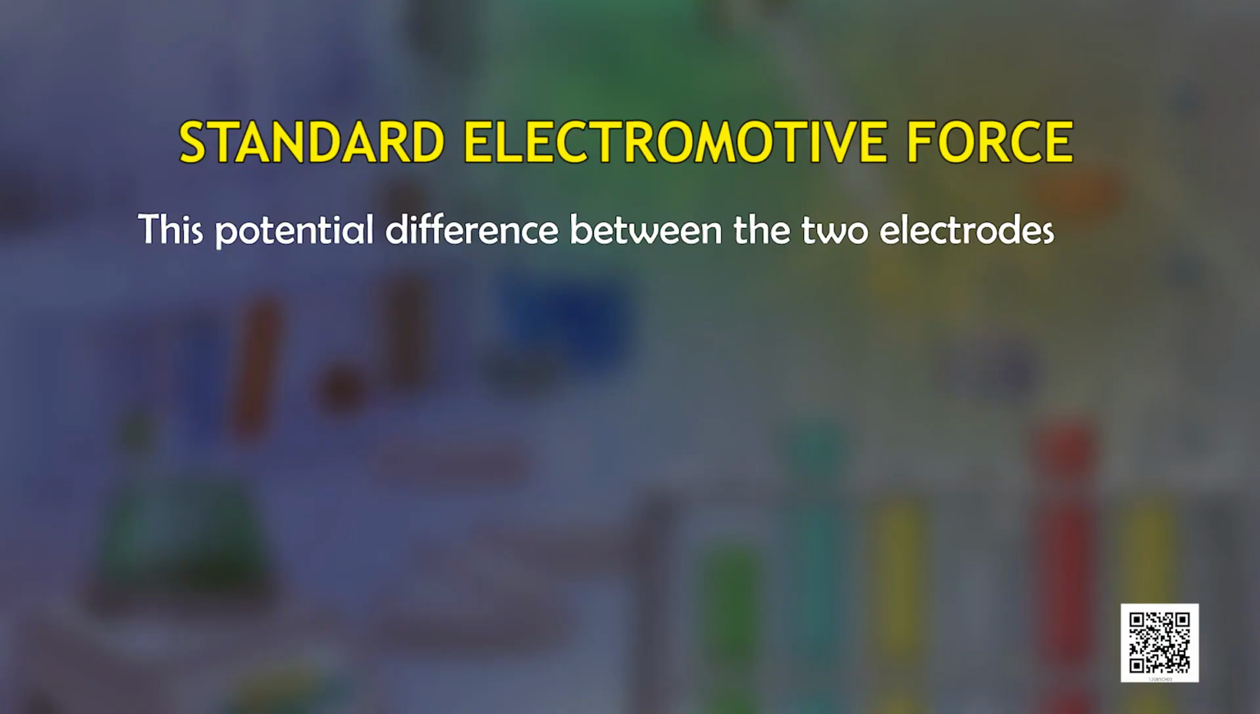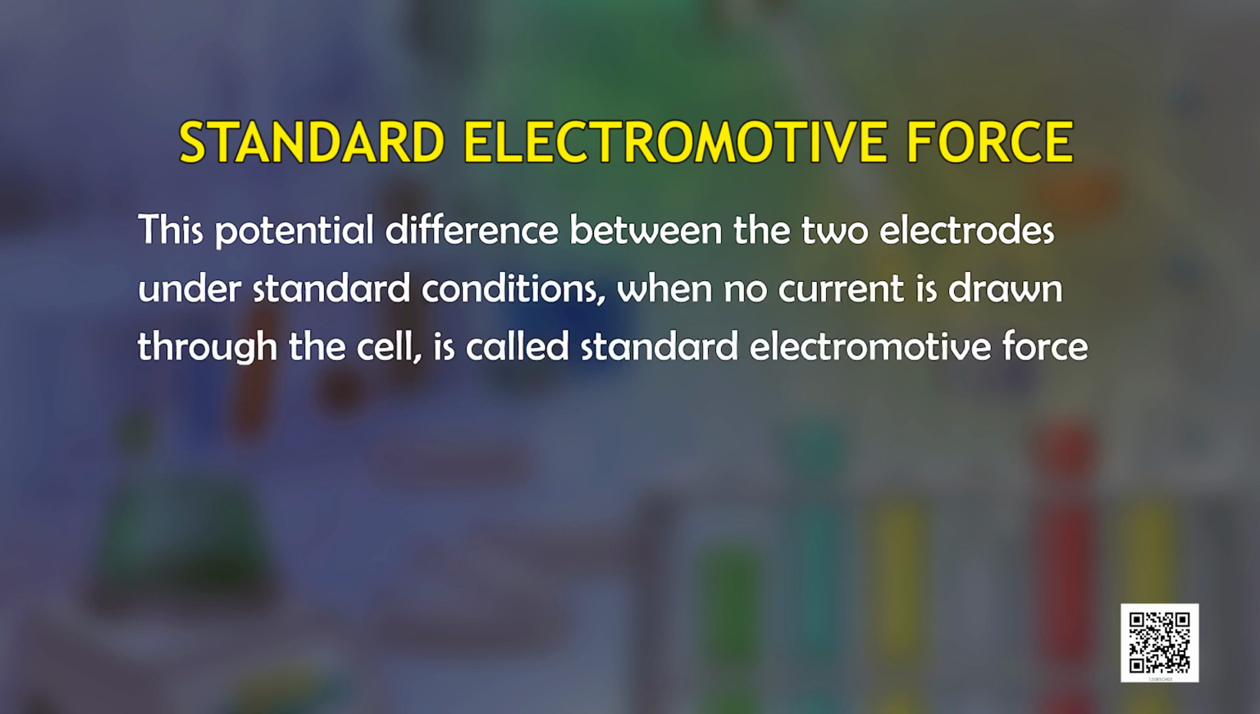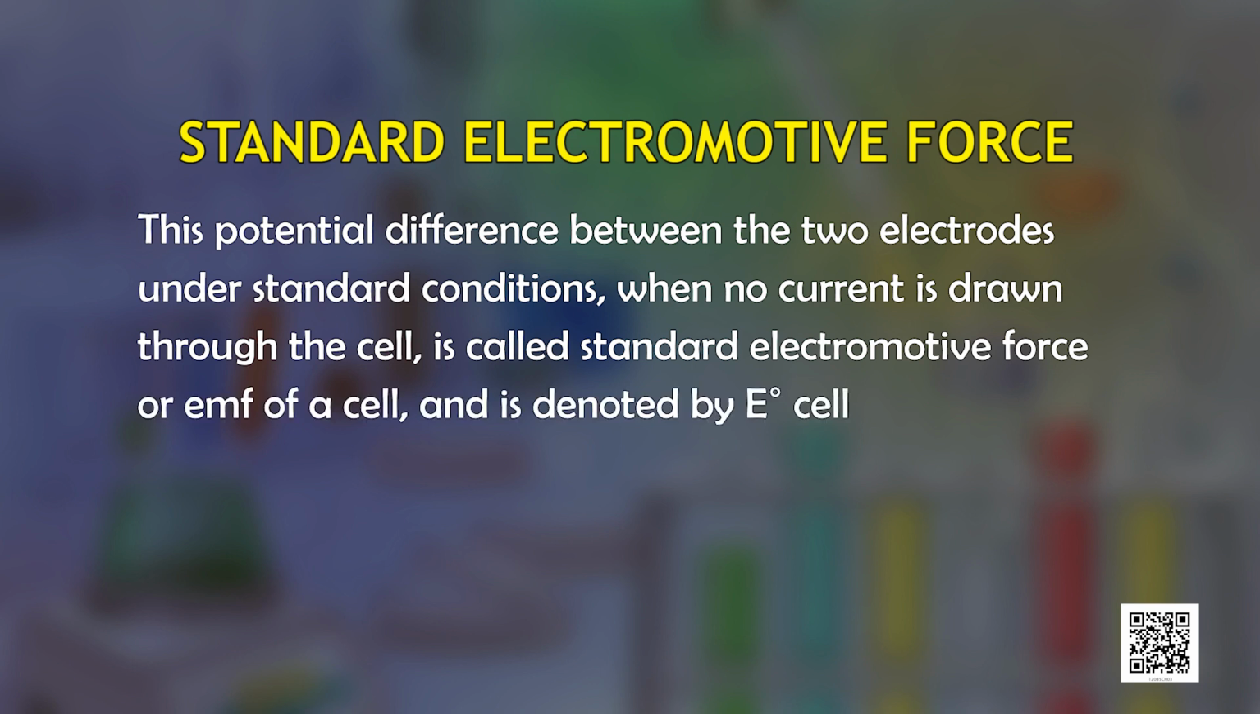The fact that electrons flow from one electrode to another indicates that there is a potential difference between the two electrodes. This potential difference between the two electrodes under standard conditions when no current is drawn through the cell is called standard electromotive force or EMF of a cell and is denoted by E0 cell. It is measured by connecting a voltmeter in between the electrodes and is measured in volts.